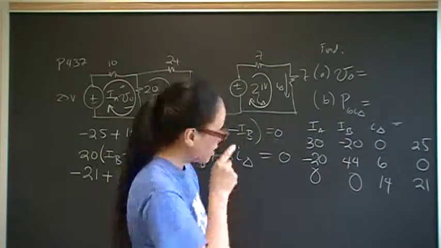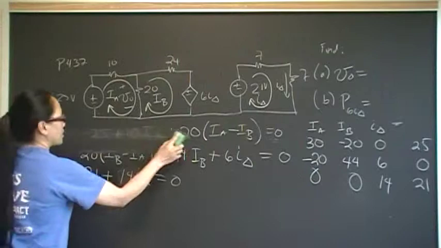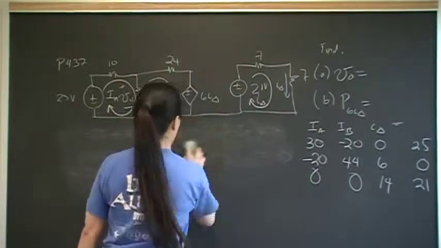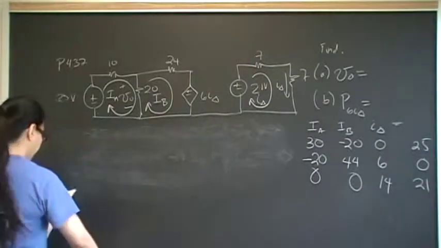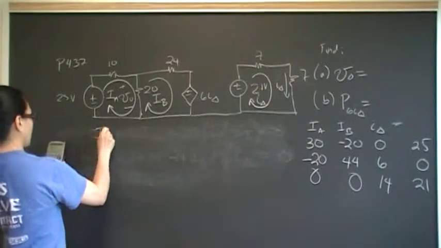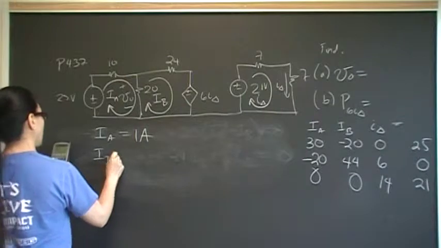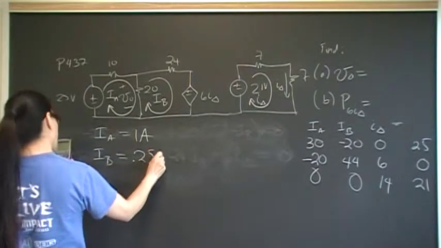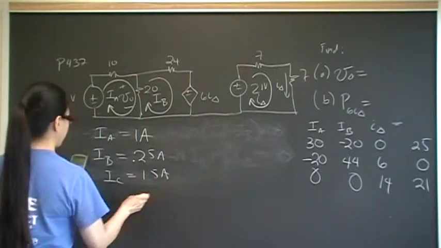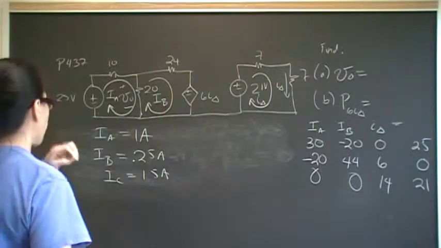Okay, so what I found out, when I solve that system of equations, we get IA is 1 amp, IB is 0.25 amps, and IC is 1.5 amps. Now that's not the information we're looking for, but we sure need it.